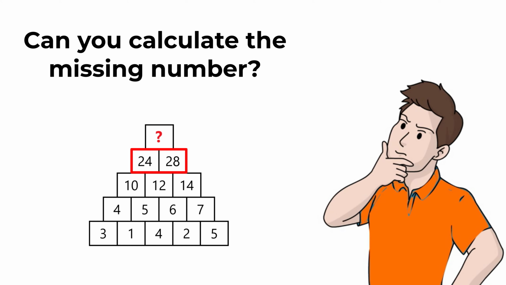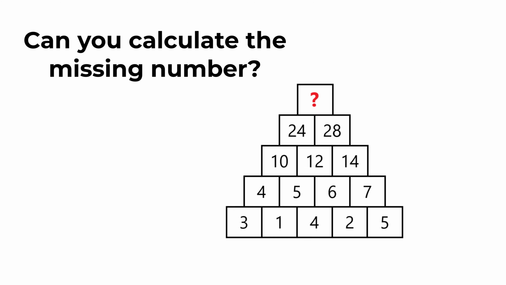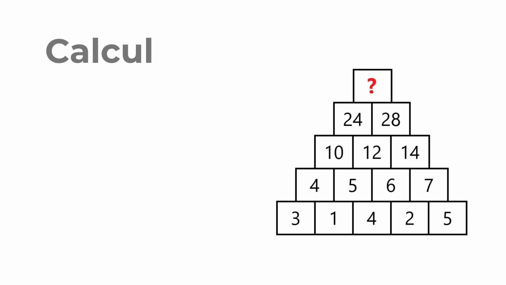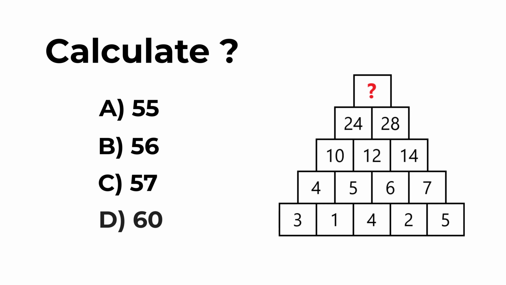The next layer contains numbers 24 and 28. The layer below this contains numbers 10, 12, and 14. The next layer has 4, 5, 6, and 7. And the last layer has numbers 3, 1, 4, 2, and 5. You're presented with 4 different choices for the missing number. Choice A, 55. Choice B, 56. Choice C, 57. And choice D, 60.